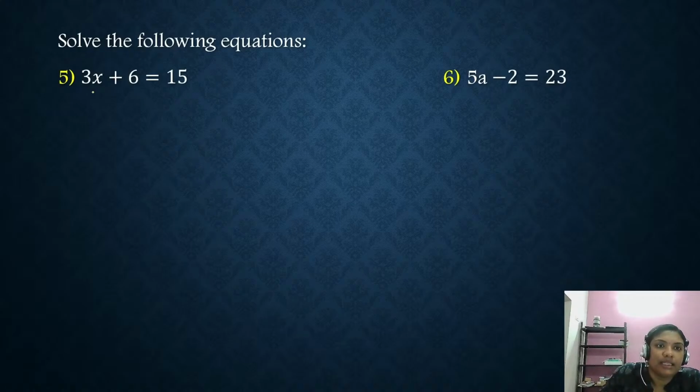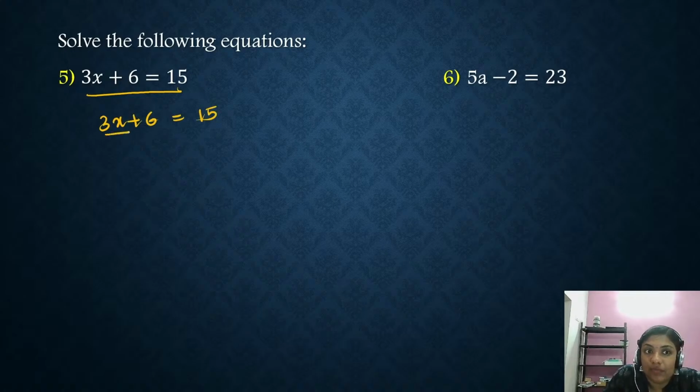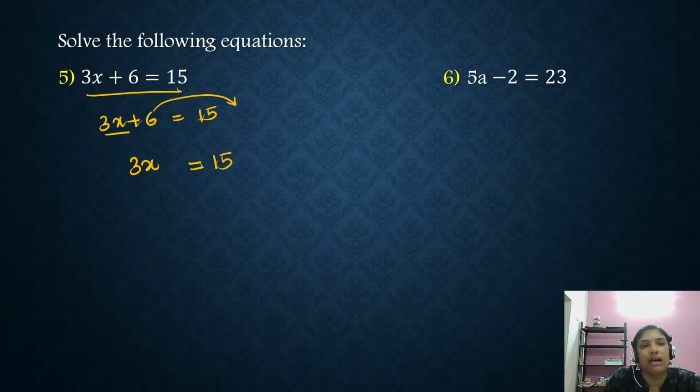Next one. 3x plus 6 equal to 15. How will you do this? 3x plus 6 equal to 15. We can keep the variable term here. 3x equal to 15. Now 6 can be moved to RHS. So it will become minus 6. 15 minus 6 is 9. So 3x equal to 9.